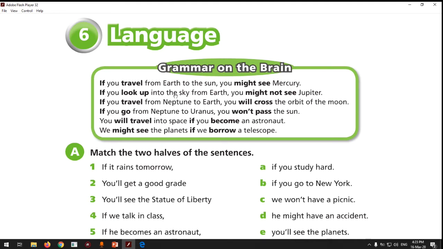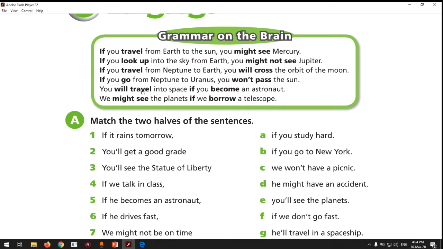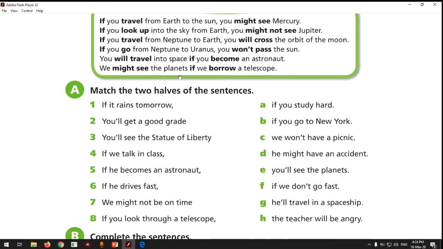If you look up in the sky from Earth, you might not see Jupiter. If you travel from Neptune to Earth, you will cross the orbit of the Moon. If you go from Neptune to Uranus, you won't pass the Sun. You will travel into space if you become an astronaut. Here we see if in the middle of the sentence. We might see the planets if we borrow the telescope.